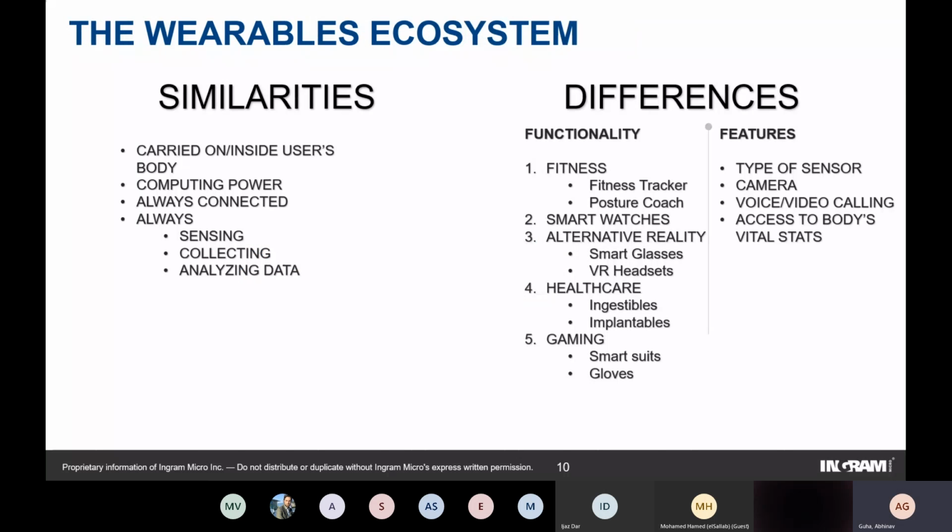So, some similarities and dissimilarities in the wearables ecosystem. They're all on the person; they're wearable, it's in the name. So it's either on you or, in essence, in you.